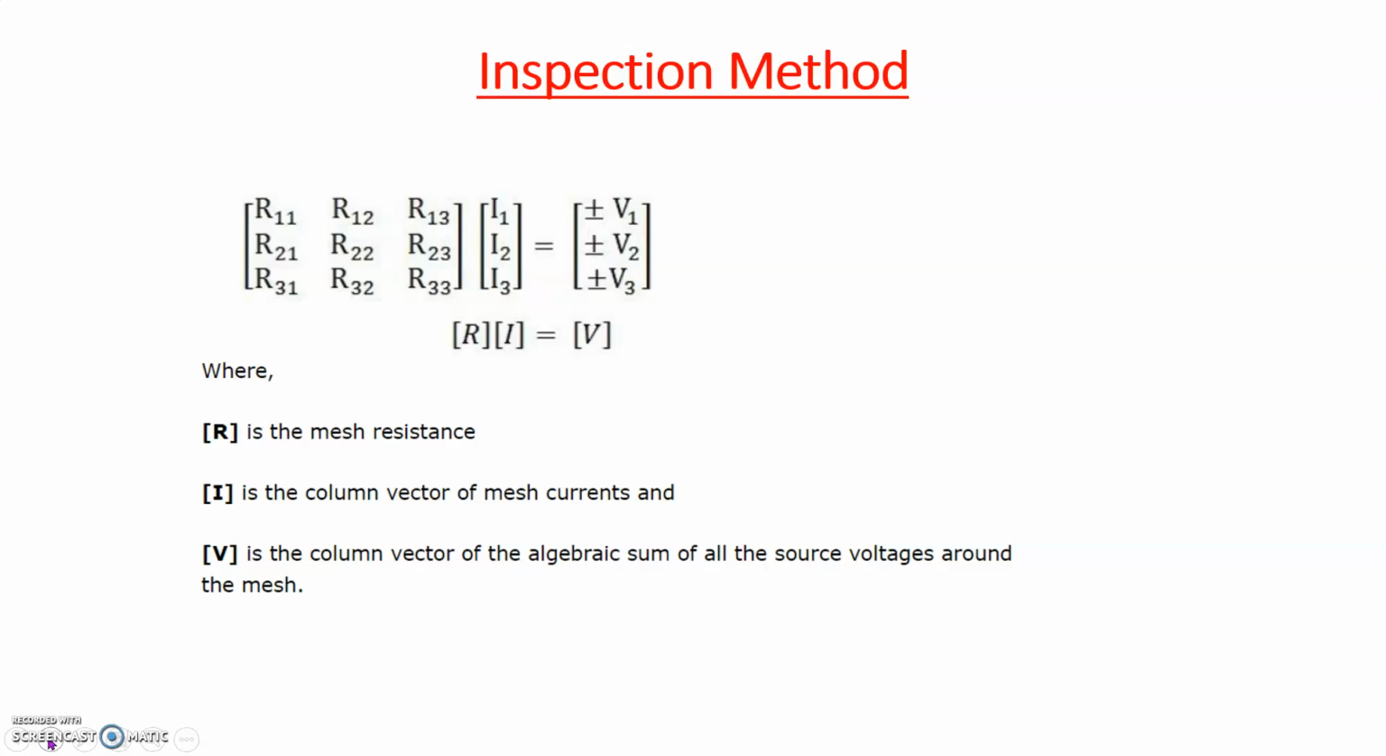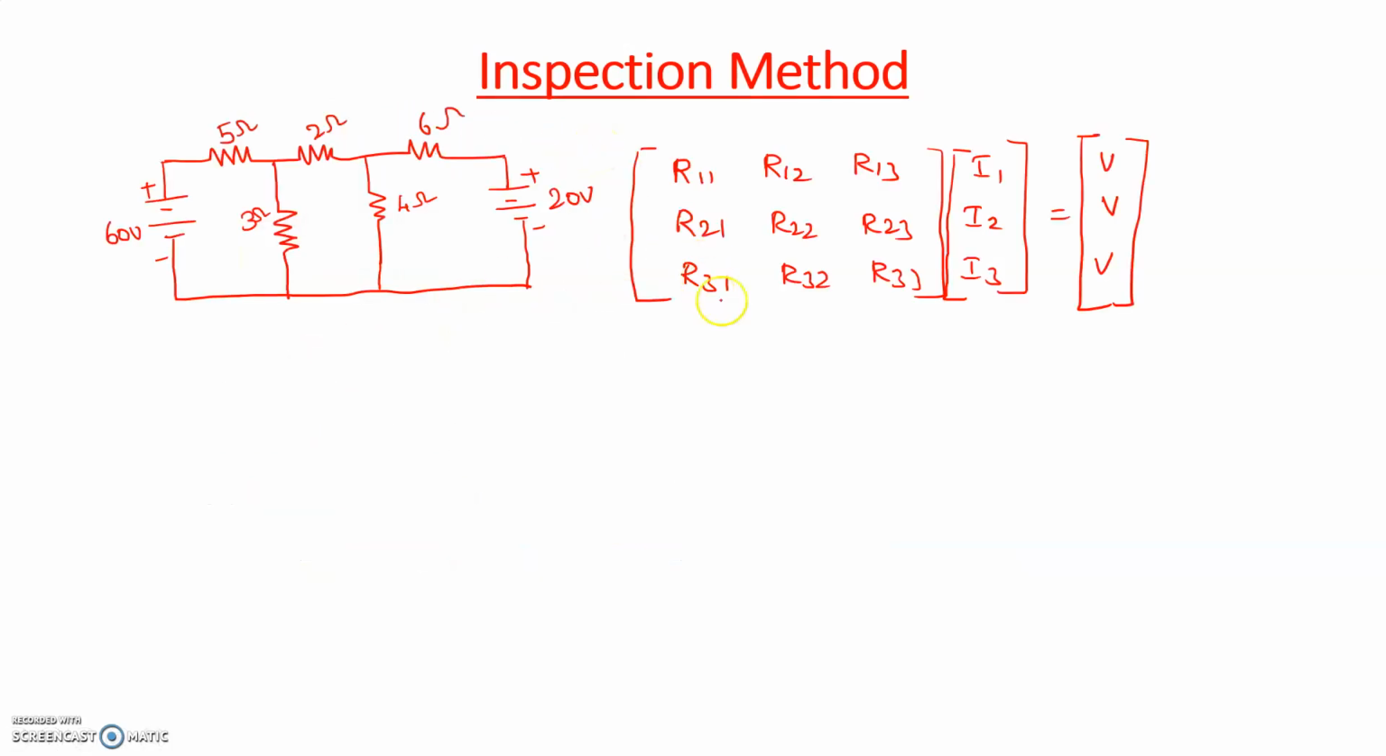How will we form the matrix? First we form the resistance matrix, then the current matrix. The product of these two will be equal to the voltage matrix. Regarding the resistance matrix, first we have to find the value of R11.